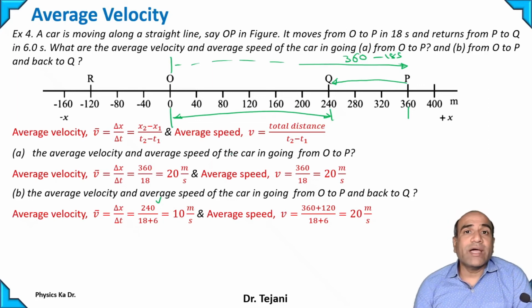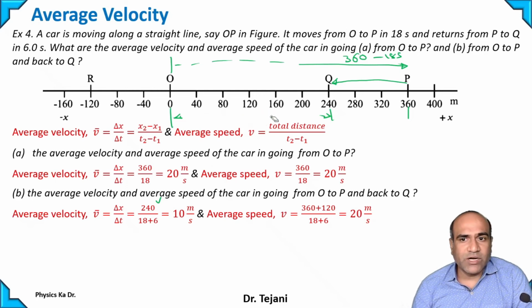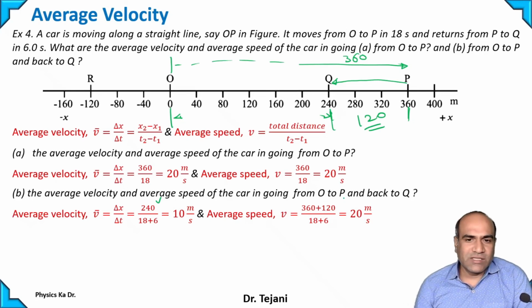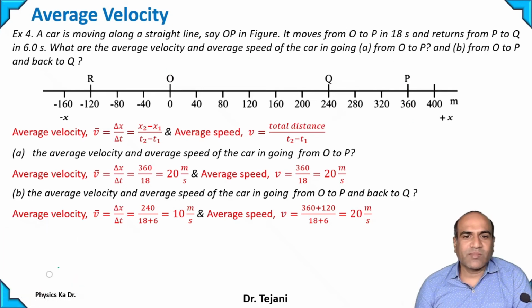But when we talk about average speed, we have to take the total distance. So here 360 plus this 120, divided by total time. The time is similar, 18 plus 6, which is 20 meters per second.